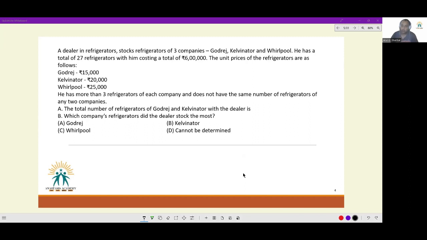Okay. The first subpart asks for the total number of refrigerators of Godrej and Kelvinator with the dealer. This is a huge clue. The fact that this question is asked tells us that we will get a unique case here. Okay. Let's go ahead. Try to solve this.